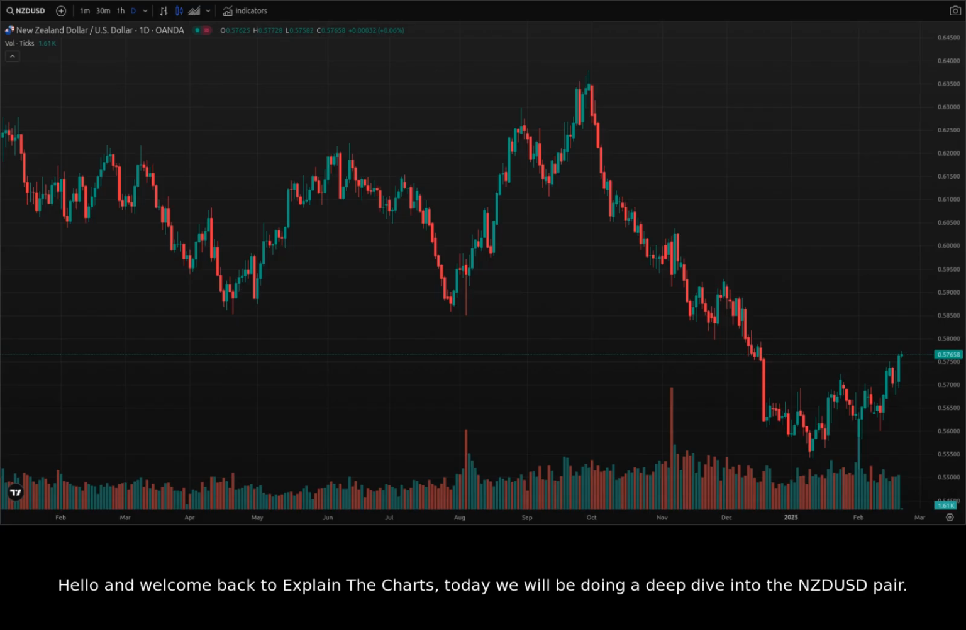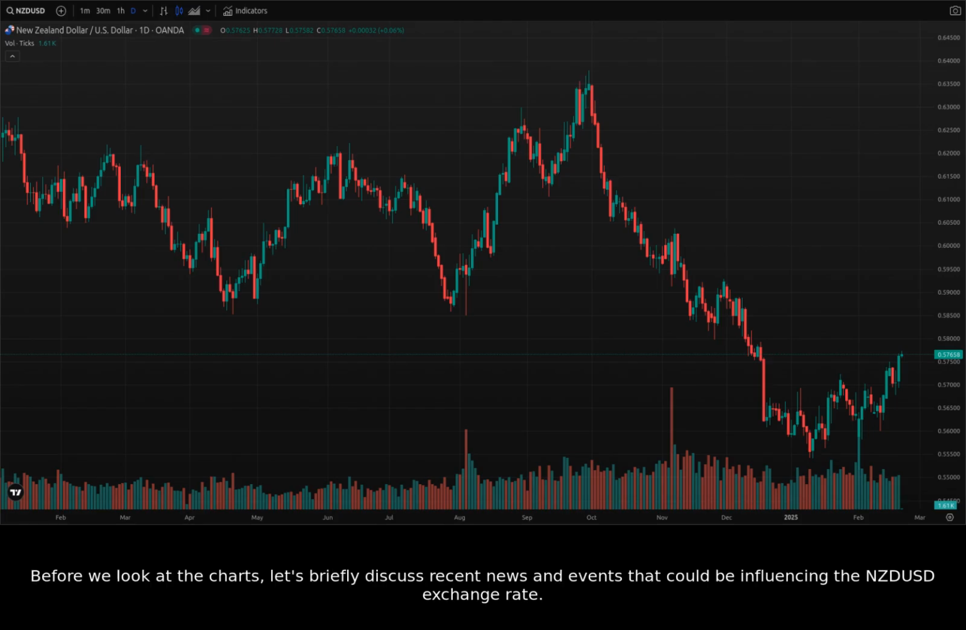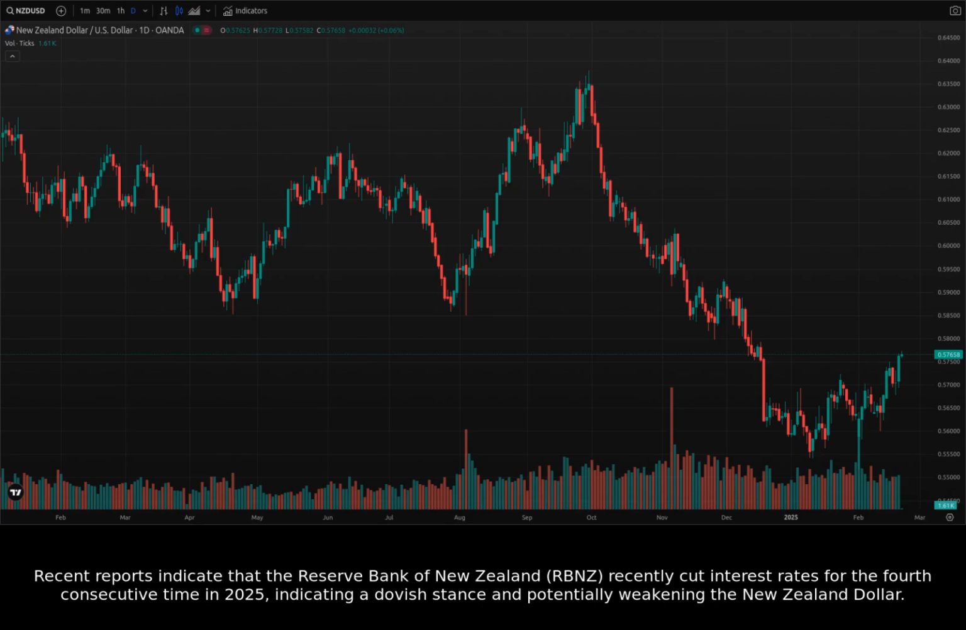Today we will be doing a deep dive into the NZDUSD pair. Before we look at the charts, let's briefly discuss recent news and events that could be influencing the NZDUSD exchange rate. Recent reports indicate that the Reserve Bank of New Zealand, RBNZ, recently cut interest rates for the fourth consecutive time in 2025, indicating a dovish stance and potentially weakening the New Zealand dollar.